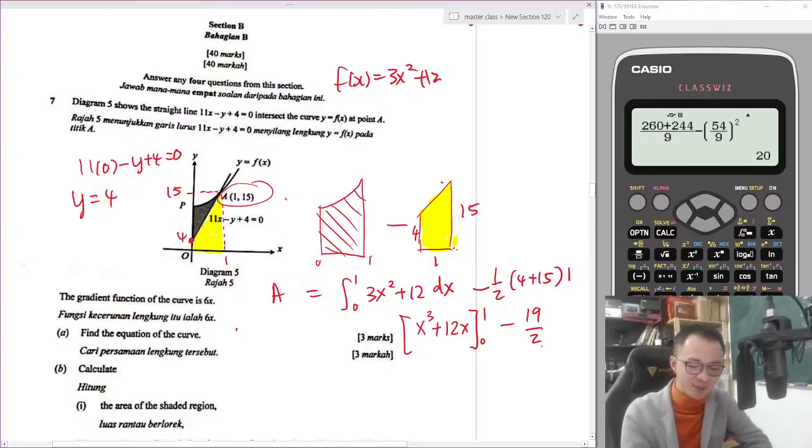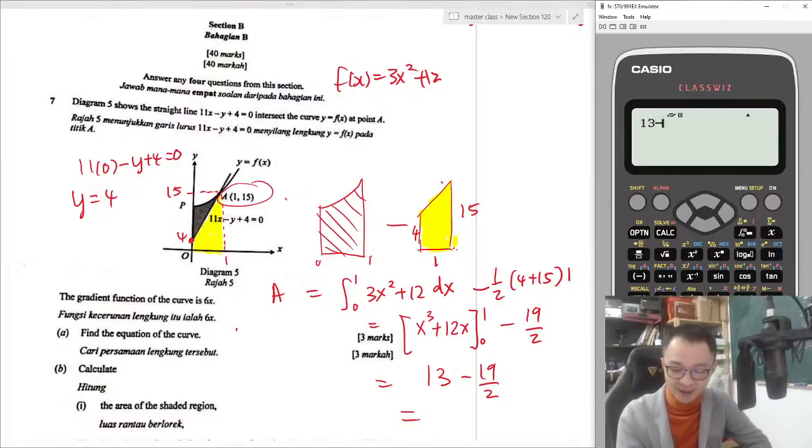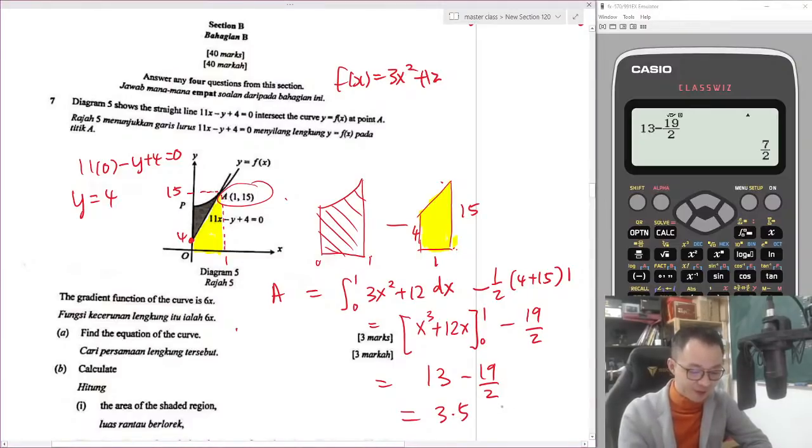Alright, here I will get 19 over 2. Nothing surprising here. Then I just sub in the 1; for 0, I can ignore it. So it's 1 plus 12, I get 13, minus 19 over 2. Then I get 7 over 2, which is 3.5. If you prefer units, you just write units squared.